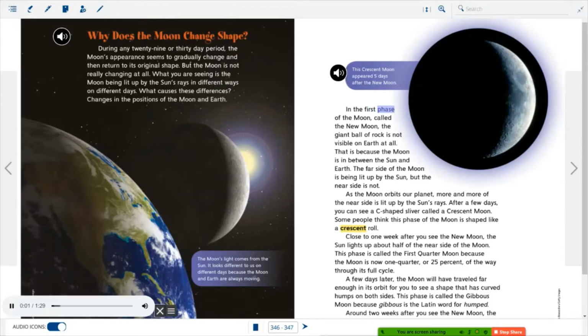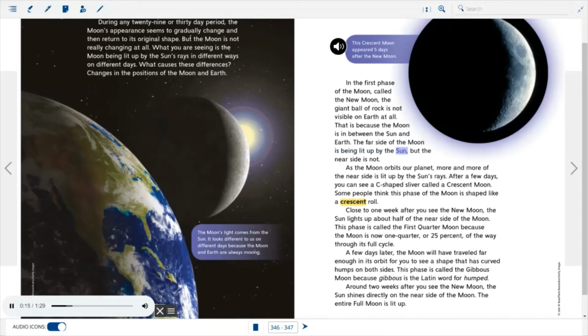In the first phase of the moon, called the new moon, the giant ball of rock is not visible on Earth at all. That is because the moon is in between the sun and Earth. The far side of the moon is being lit up by the sun, but the near side is not. As the moon orbits our planet, more and more of the near side is lit up by the sun's rays.